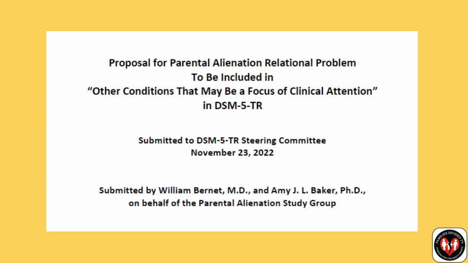And this next picture is what the actual proposal looks like. In other words, we've been talking about this for months, but if you want to see what page one, the first page of it actually looks like, the title is Proposal for Parental Alienation Relational Problem to be included in, quote, other conditions that may be a focus of clinical attention, unquote, in DSM-5 TR. So where I have it in the quotes, other conditions that may be a focus of clinical attention, that's the name of the chapter.